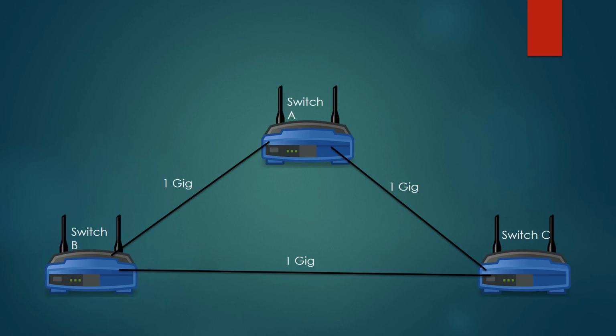Now I'm just showing you the example that I'm going to be using throughout the rest of this presentation. It's a layer 2 topology, and it has 1 gig links in between.